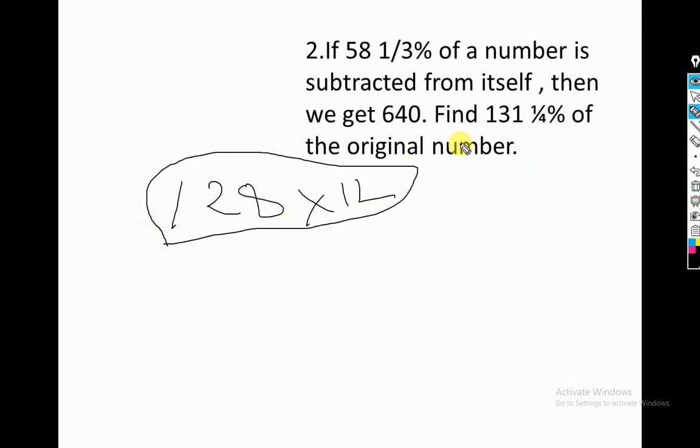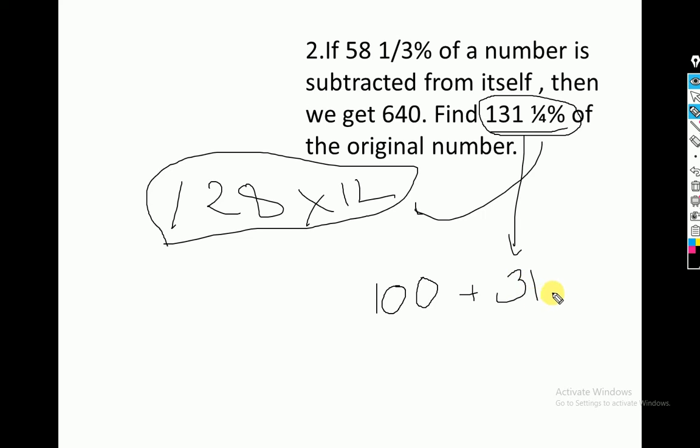Alright, now it says find 131 1 by 4 percentage of the original number. So let us just keep this number in this format, because we have to find out this much of this. So let's break this one. It's 131 1 by 4 percentage, so what we can do is 100 plus 31.25, because 1 by 4 means 0.25 over here. So both are in percentage.